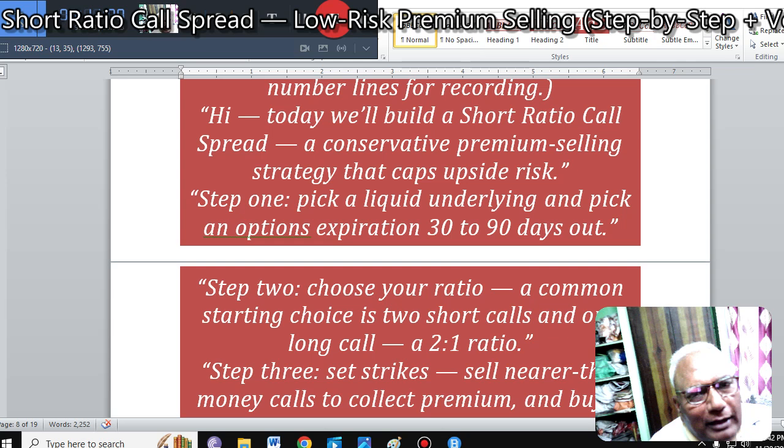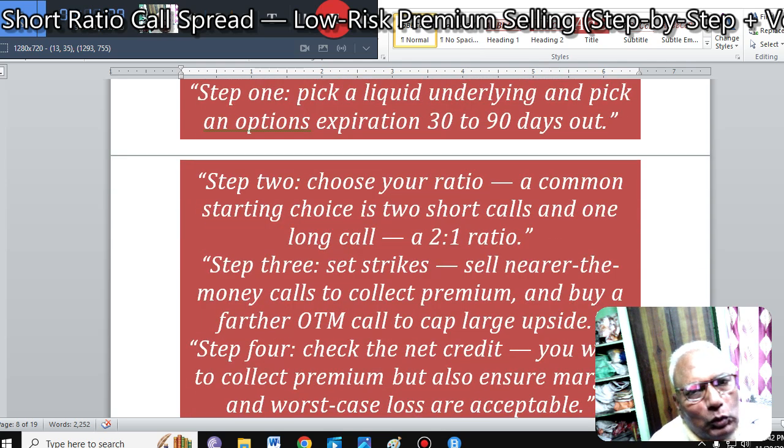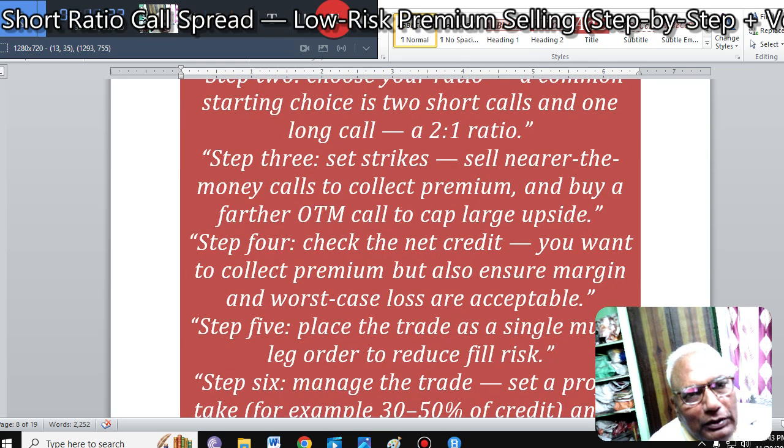Step 1. Pick a liquid underlying and pick an options expiration 30 to 90 days out. Step 2. Choose your ratio. A common starting size is 2 short calls and 1 long call, a 2:1 ratio.